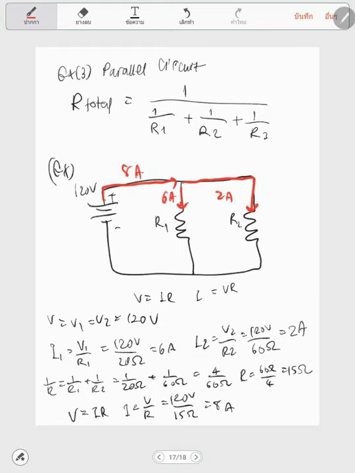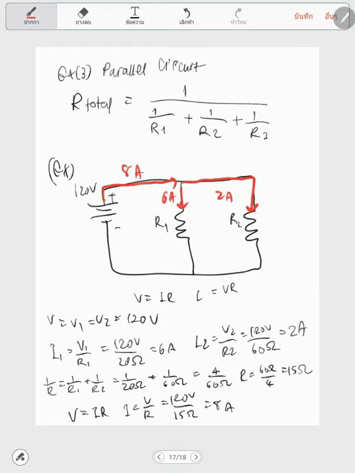Because I haven't mentioned the parallel circuit formula yet, I will show you what it is. For the parallel circuit, 1 over R total is going to be 1 over R1 plus 1 over R2 plus 1 over R3 and so on. It may be a little bit confusing, so let's check it with an example.